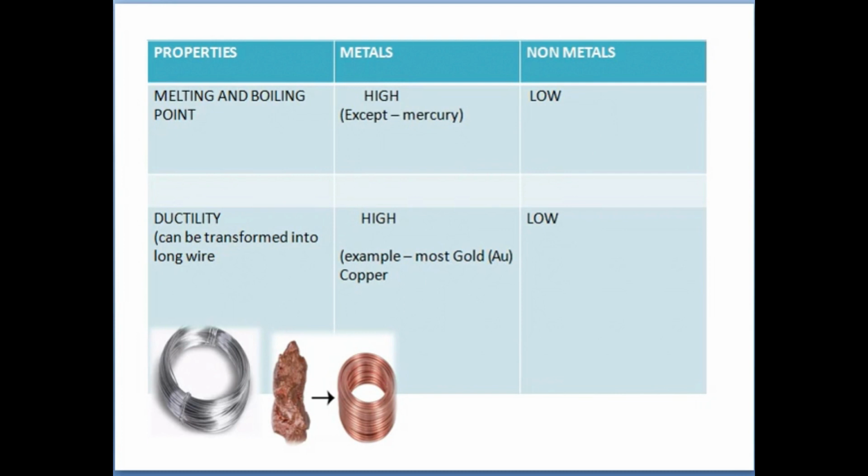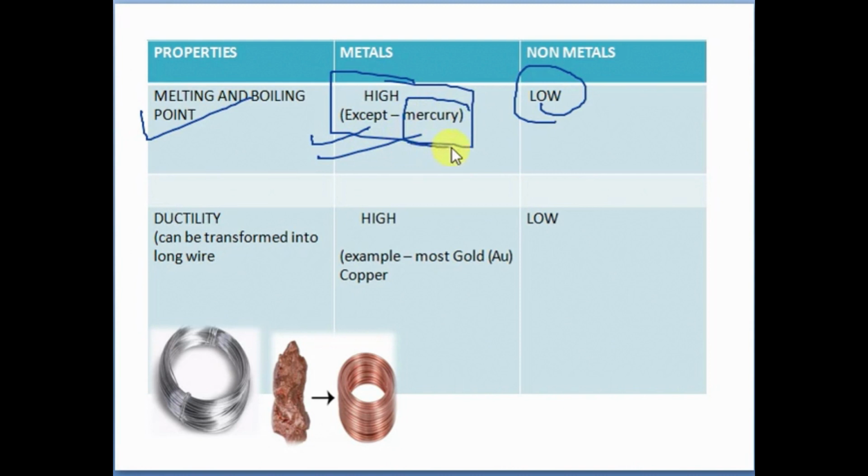So here the first property of metals is that metals will have high melting and boiling point, and non-metals will have low melting and boiling point. Except mercury, all the metals will have high melting point. Mostly metals are present in solid state, except this mercury, which is not in solid state but is in its liquid state. So this is about melting and boiling point.